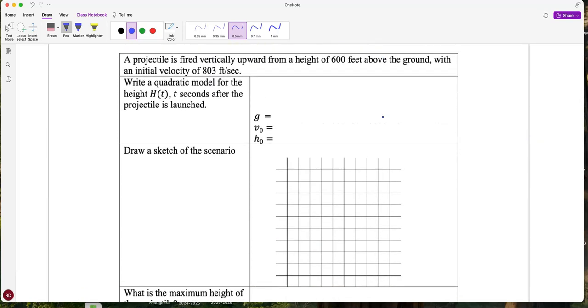A projectile is fired vertically upward from a height of 600 feet above the ground with an initial velocity of 803 feet per second. Write the quadratic model for this. Okay, so it's h of t equals negative 1/2 gt squared plus the initial velocity t plus the initial height. So in this one, since I'm talking about feet, g is always 32. The initial velocity they told me was 803 feet per second, and the initial height was 600 feet.